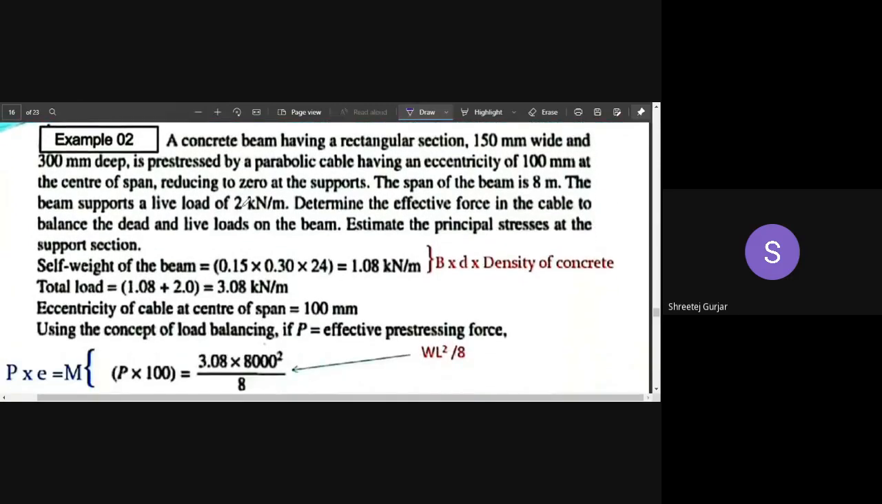Okay, so is the example visible on your screen? Are you able to read? Is the font clear?